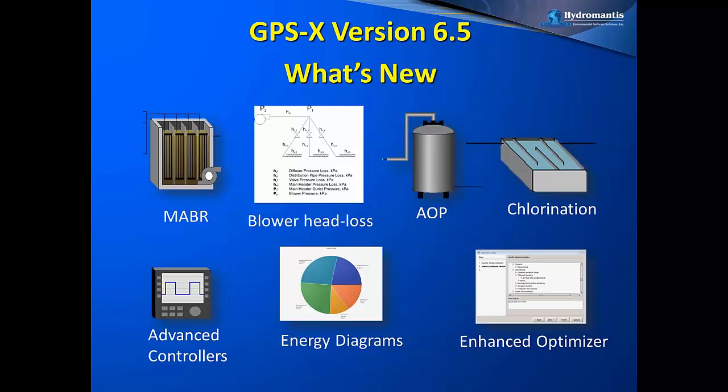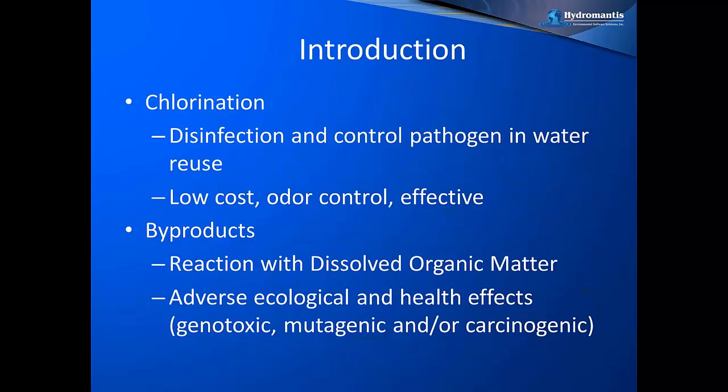There are some other models like the advanced oxidation process model and the chlorination model, on which we'll be talking today. Some of the advanced controllers we have included, and energy diagrams and an enhanced optimizer. So if you have not had a chance to download 6.5, please go ahead and download 6.5 and experiment with all this new stuff that we have included in version 6.5.